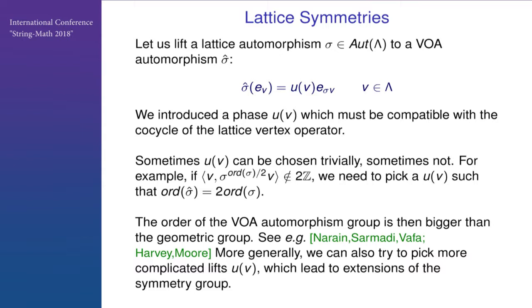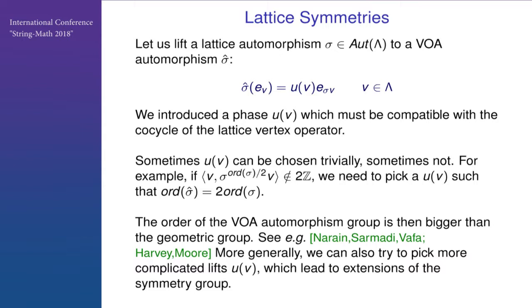The point is that this phase factor must be compatible with the cocycle of the lattice vertex operator. So if you define a lattice vertex operator, you have to make sure that what you define is actually local, which means you have to introduce some cocycles, some two-cocycle, in order to ensure locality. So in a lot of cases, or at least in some cases, u(v) can be chosen trivially, but in some cases, you cannot do that. In particular, if this condition here is not satisfied, we need to pick non-trivial phases u(v).